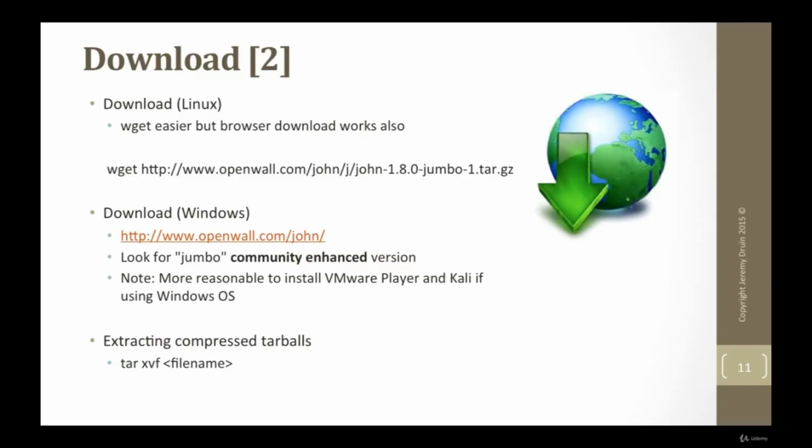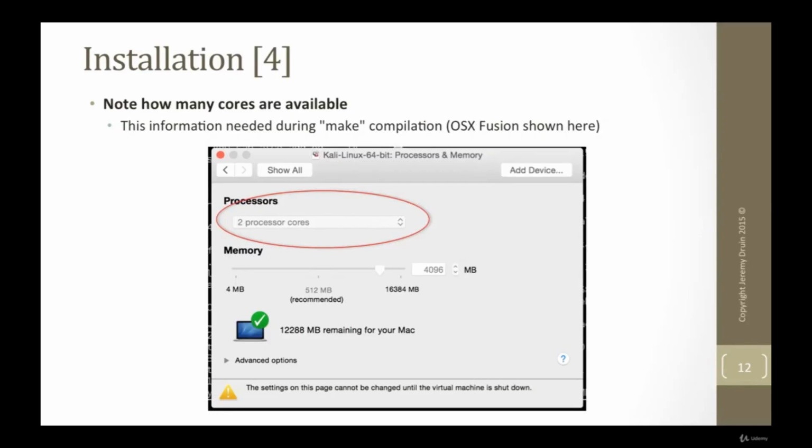You'll extract the tarball using tar, and then you want to make a note of how many cores are available. Since I'm using a virtual machine, I checked with VMware to see how many cores were allocated to this virtual machine guest. But if you have a real computer that you're installing this on, then write down whatever number of cores comes with that computer.